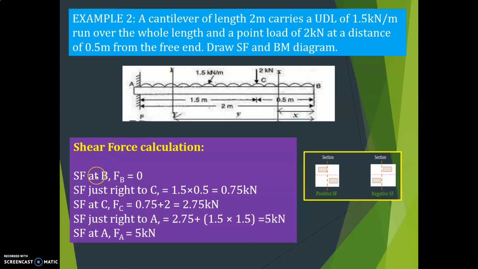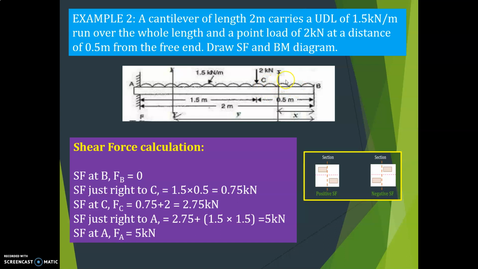So first shear force at B, that is what here, there is no loading, nothing. So shear force at B is 0. Okay. Next point, this is the section I have considered here. This is just imagine. You just no need to draw. If you want, you can draw. Okay. Next, shear force right to C here.